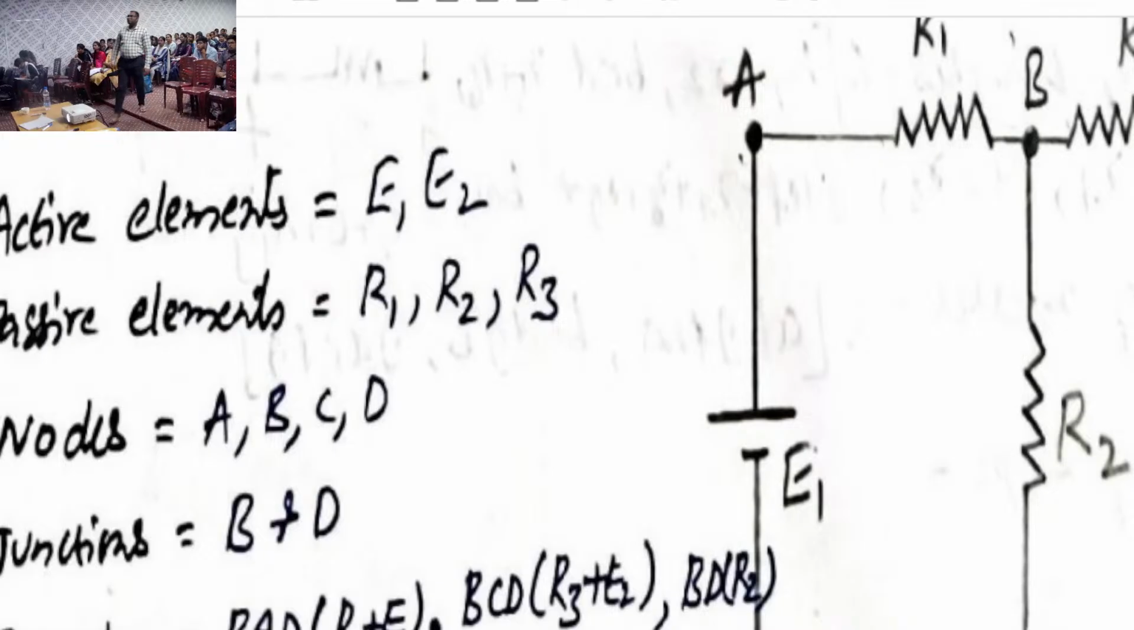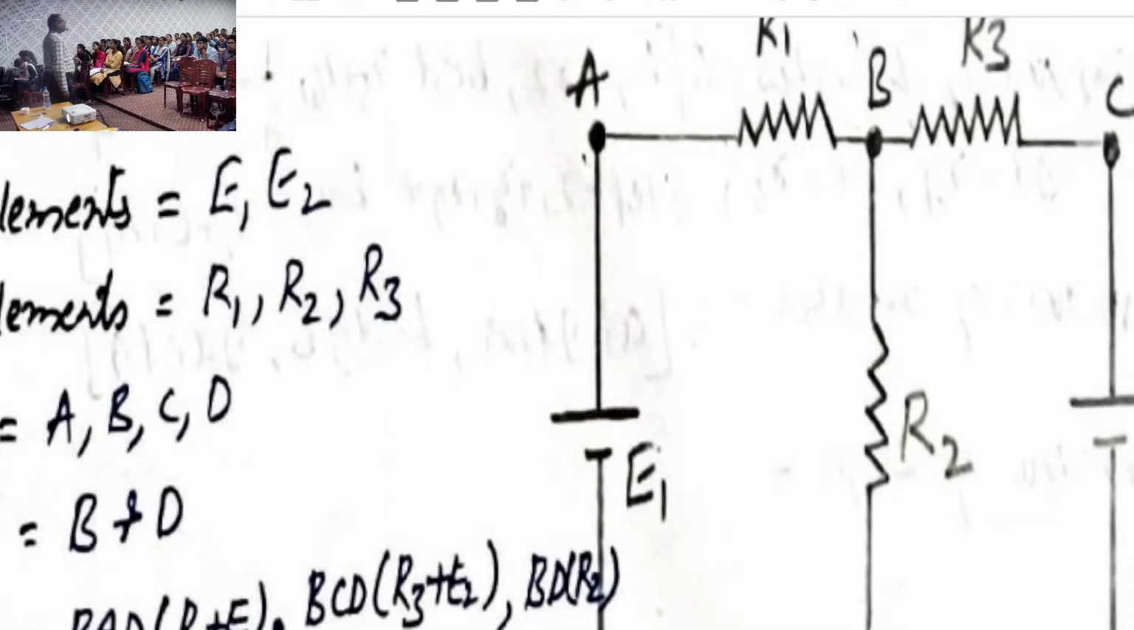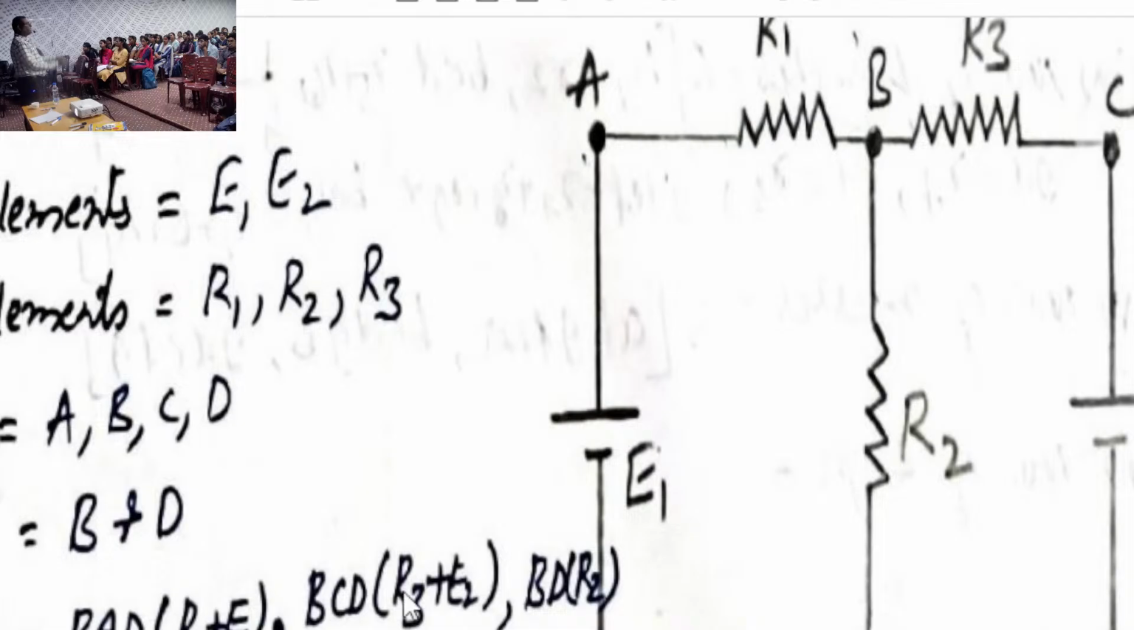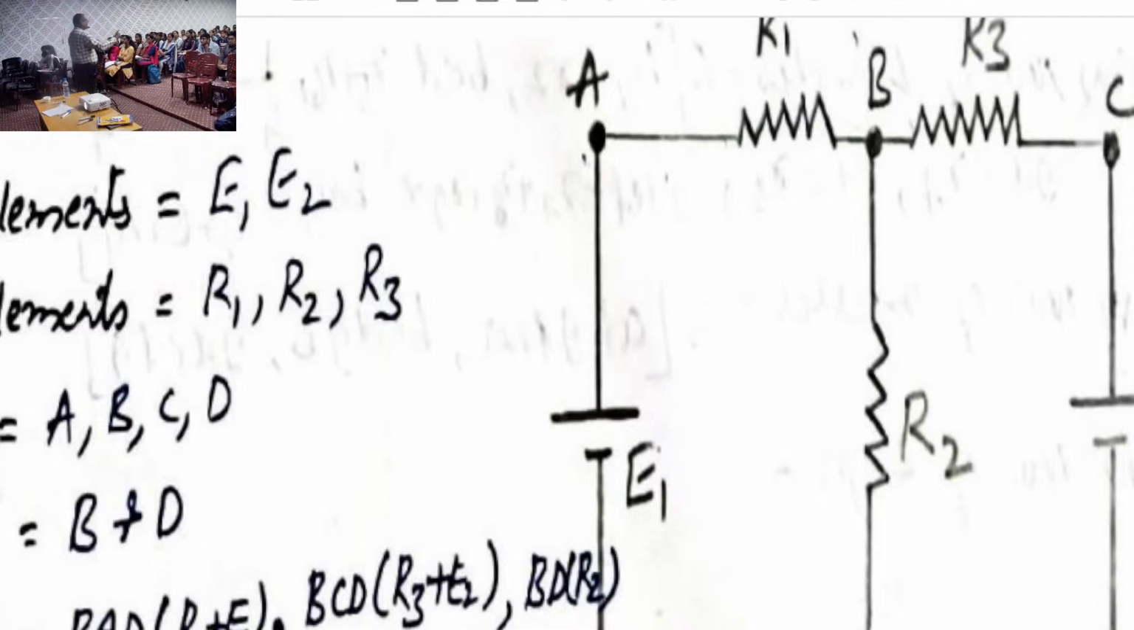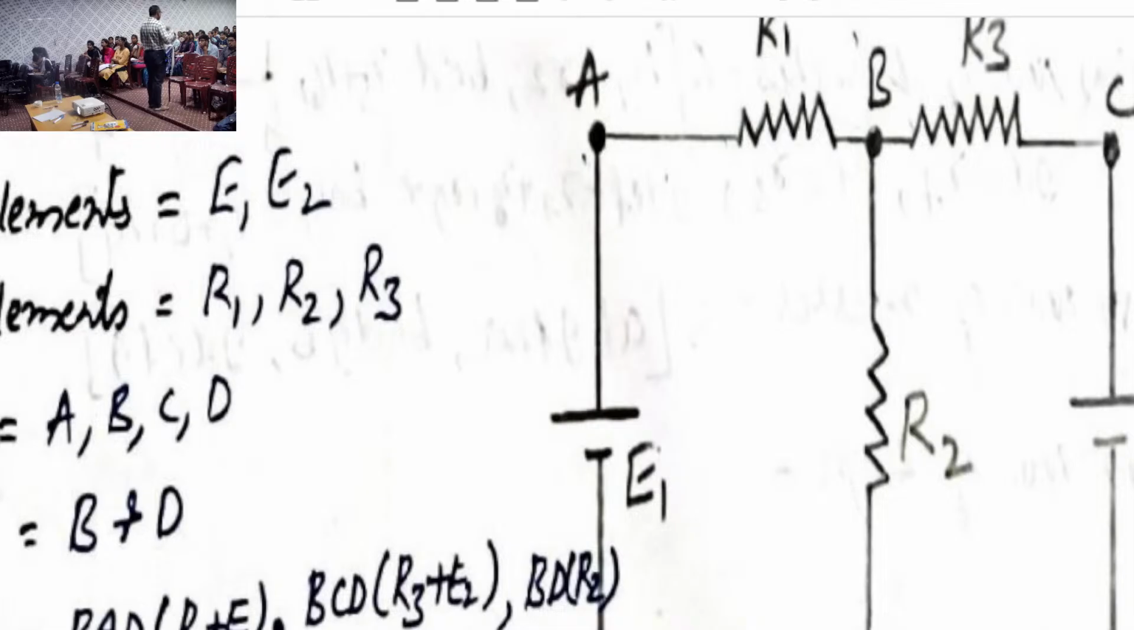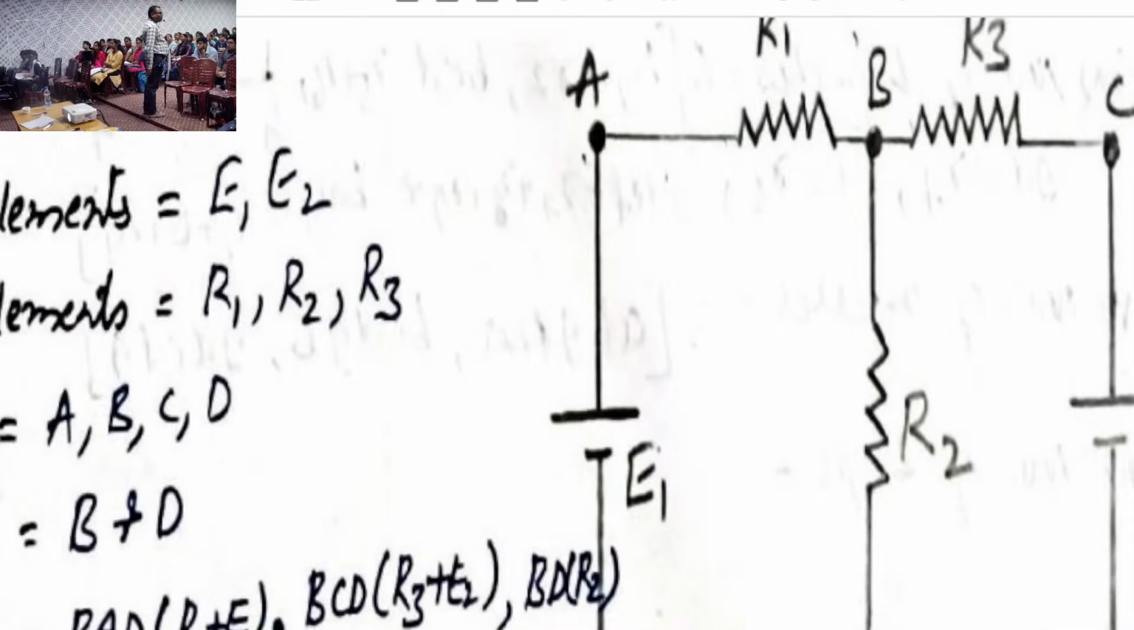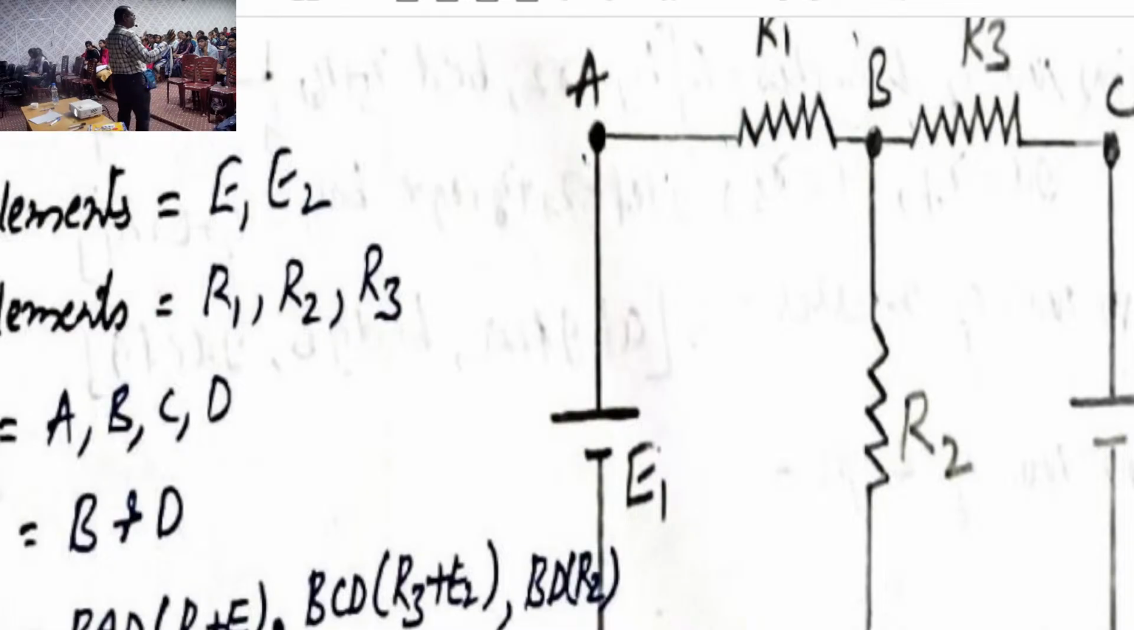Now I want to tell you the first question. Question 1: how many elements are present in the given circuit? Right, totally 5. E1 one element, E2 one element, R1 one element, R2 one element, R3 one element. Totally the answer is 5 elements.